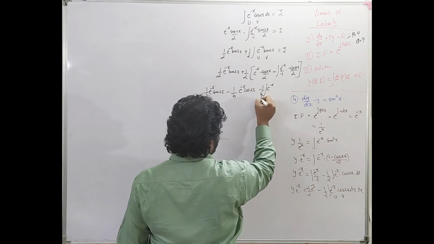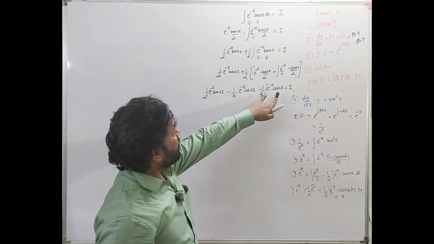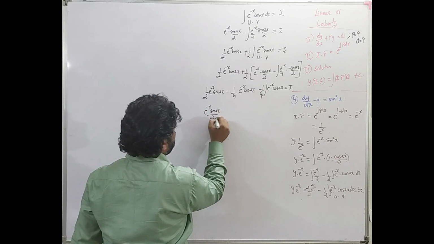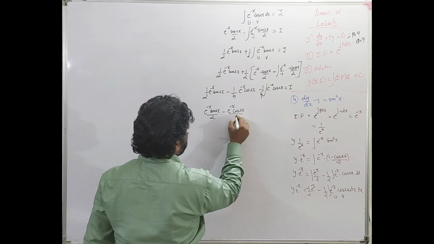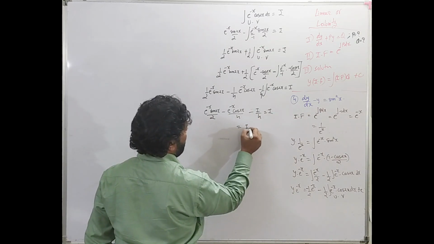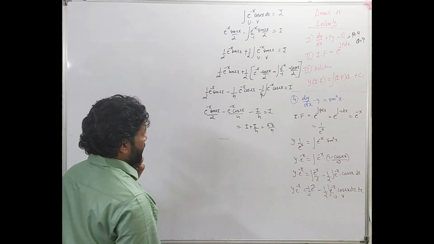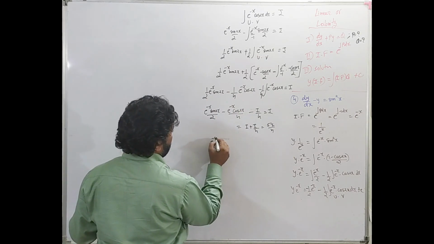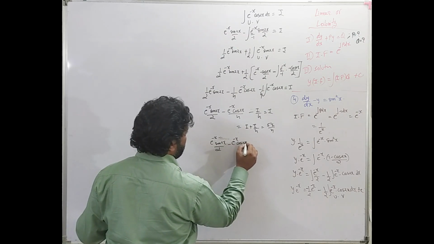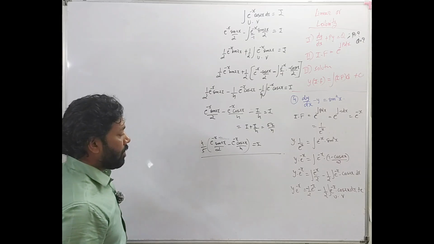1 upon 2 will multiply inside, so this will become 1 upon 4 cos 2x equal to I. Now this term is exactly I, so we can replace it with I. So minus I by 4 equal to I, so this will become I plus I by 4, so it will become 5I by 4. So value of I we got as e to the power minus x sine 2x by 2 minus cos 2x by 4, and this whole multiplied by 4 upon 5. So let's use this value of I in our solution.